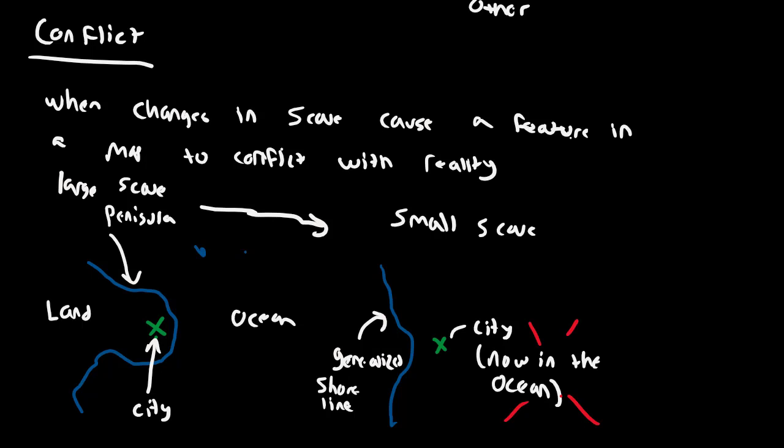Which logically doesn't make sense, right? We don't typically have cities in the ocean. So that's what conflict is, right? It's when we change the map scale or we change something, we generalize a data set and it causes features in another data set to break reality in the map. Because in the map, we're showing a city in the ocean. In reality, we know that it's not, but visually, this just doesn't make sense. That's what conflict means.